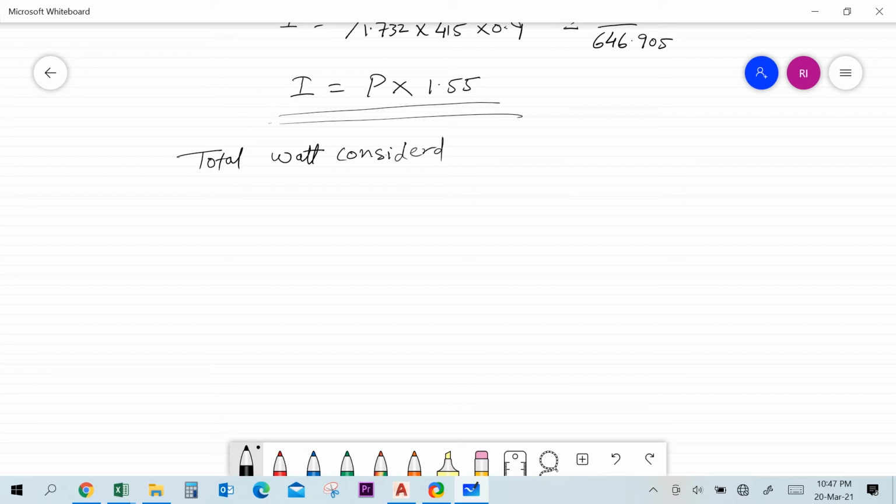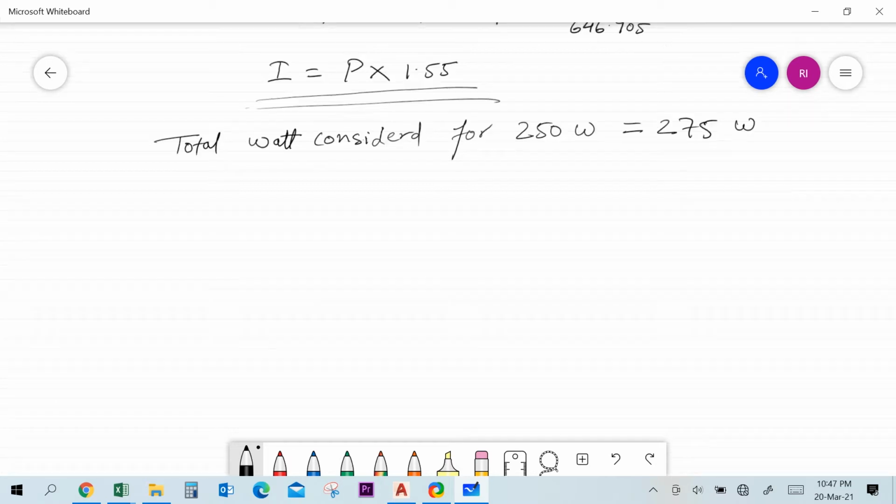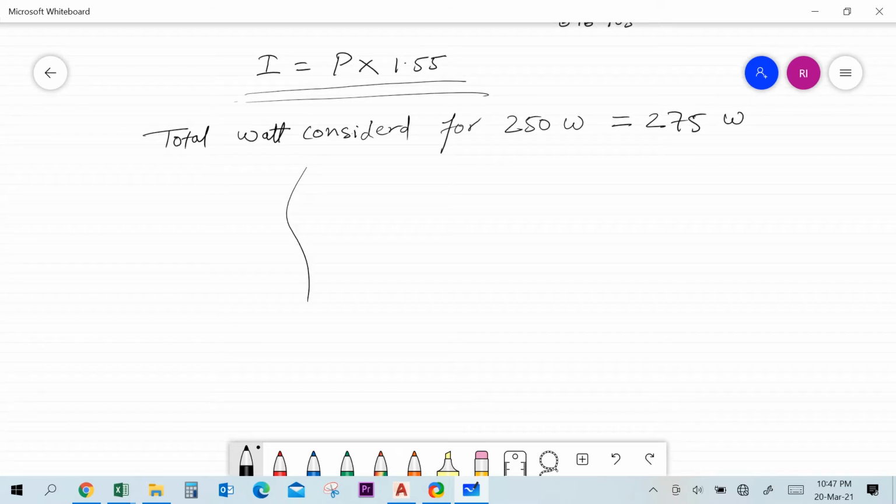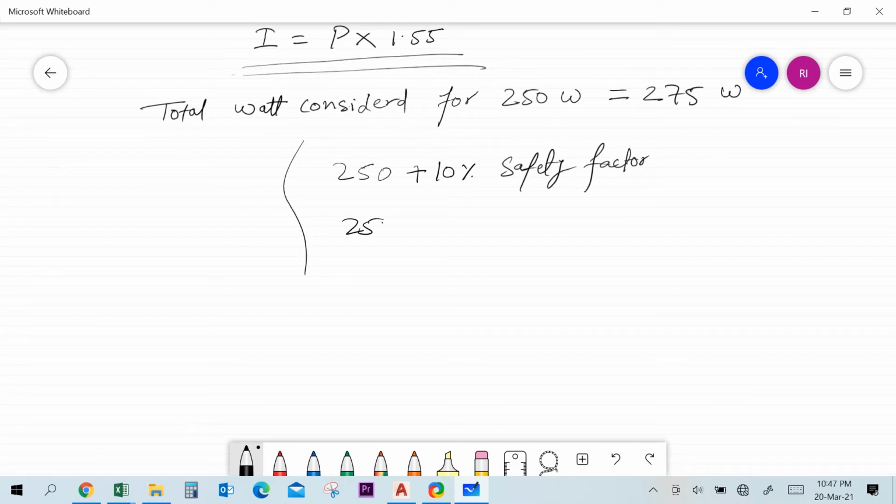So next I am writing here total watt considered for a 250 watt lamp, because we will use it in our calculation. So for 250 watt we will take 275 watt. The reason it becomes 275 is because we added a 10% safety factor. So 250 plus 10% safety factor gives this value 275, as you can see above.